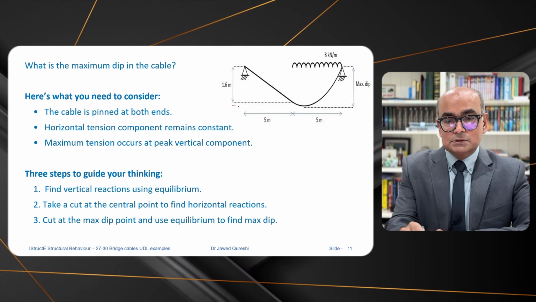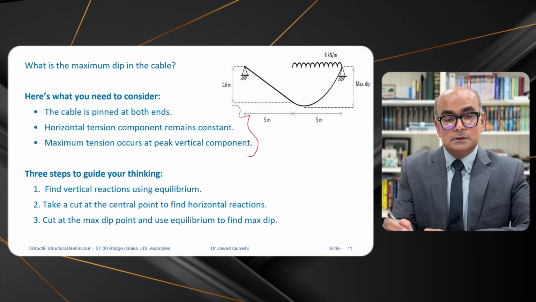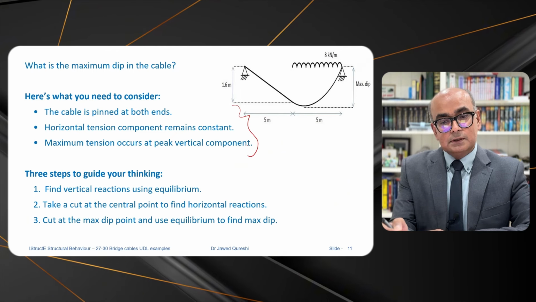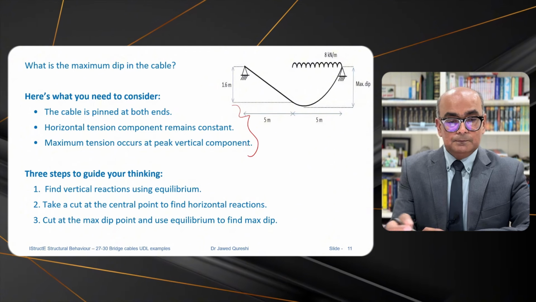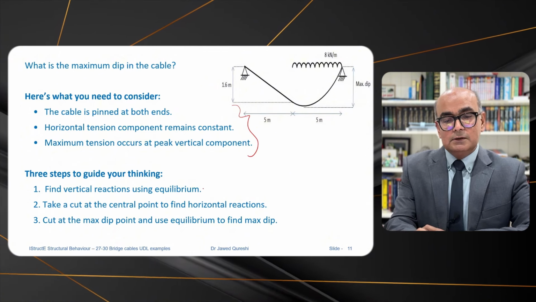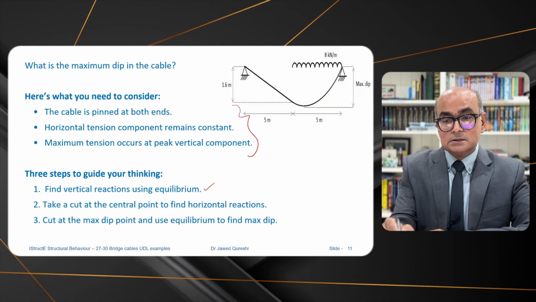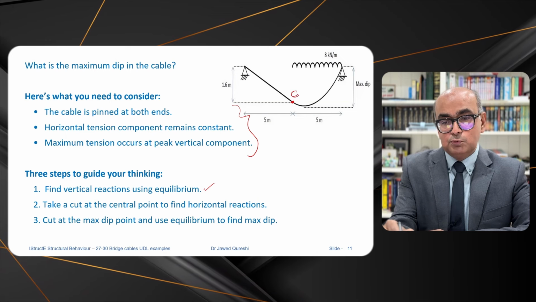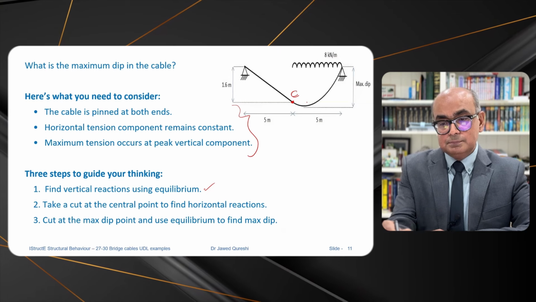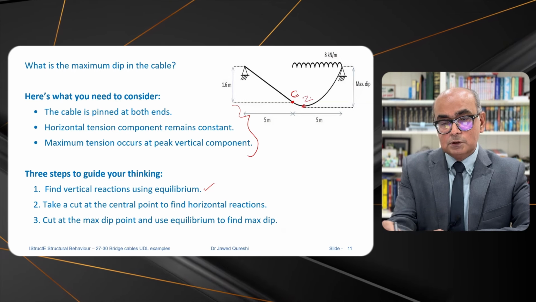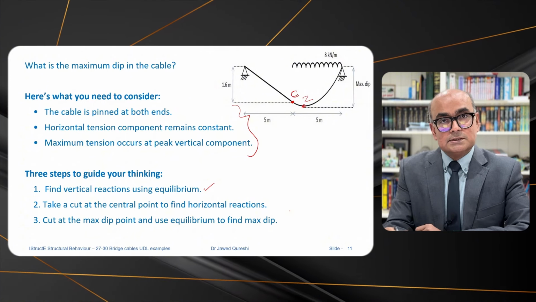So again, the first 3 rules are the same. The cable is pin supported at both ends, tension remains constant, and the third is that maximum tension happens where vertical load is maximum. So first you have to find the vertical reactions using equilibrium equations, and secondly you have to take a cut at the central point, which is this point. Then cut at the maximum dip point and use equilibrium to find the max dip, and then we have to cut at this point. We call it the Z point. In that way you'll be able to solve this question fully.